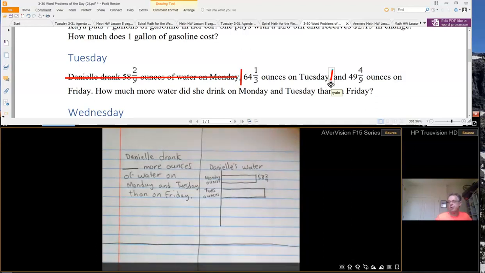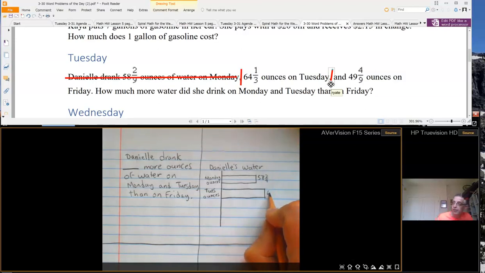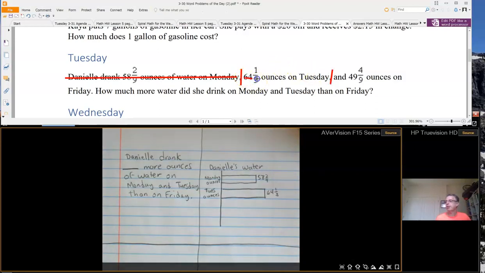Now I'll put that 64 and 1/3 ounces at the very end because that's the total amount of Tuesday ounces. Since I used that 64 and 1/3 ounces and I used Tuesday, I cross it out because I'm done. Now I see the word and, so I'm going to keep on reading until I get to a period. And 49 and 4/9 ounces on Friday.